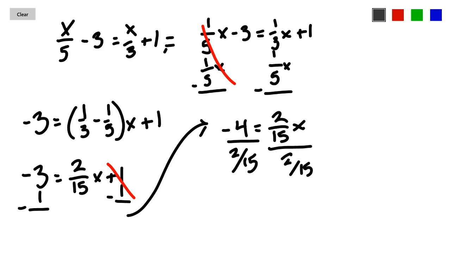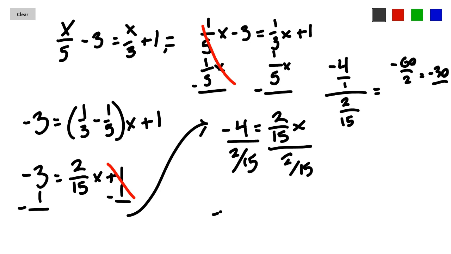So I have negative 4 over 1 divided by 2 over 15. And this is why we learned about complex fractions, so that we can solve for x this way. And this is going to give me negative 60 over 2, which is just negative 30. So this tells me that negative 30 is equal to x.